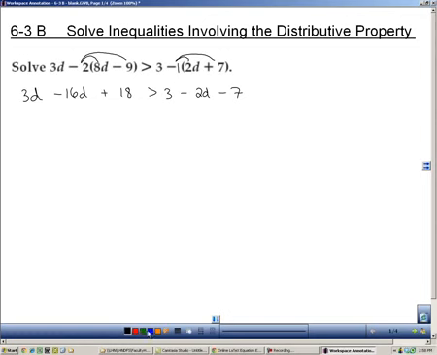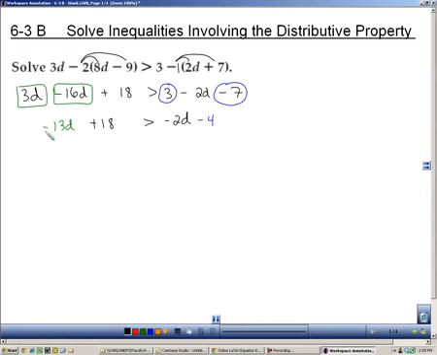Now I want to do some house cleaning, if you will, and collect like terms that are already on the same side. Notice the 3d and the minus 16d, they're on the same side. There's no reason to add 16d or anything like that. They're already together, so you're just going to combine them. 3 minus 16 is negative 13d, and then that's plus 18. Over here on the right side, we can do some cleaning of 3 minus 7. There's no reason to add or subtract anything. They're already there. Just take them as they are. 3 minus 7, and that's going to give me a -4. And I have a -2d sitting there.